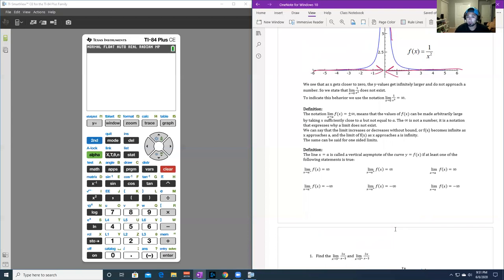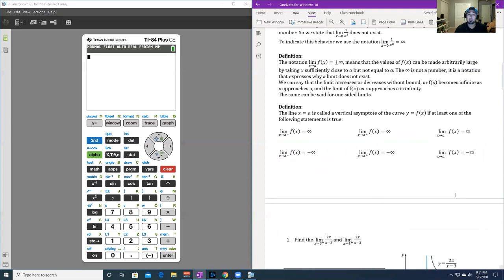All right, so the next definition: the line x equals a is called a vertical asymptote of the curve y equals f of x if at least one of the statements is true. Based on these limit statements, these can show you where a vertical asymptote is. Looking at the first one, let's say you're approaching a from the left and your limit goes to infinity. And then you approach a from the right and your limit goes to infinity. This means that the limit from both sides at a is also going towards infinity.